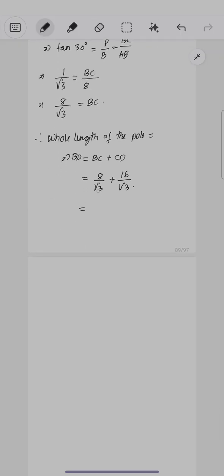CPD, the LCM at the bottom. Root 3 heading 8 plus 16. 8 plus 16 is how many? 8 plus 16 is 24. 24 by root 3, rationalize by multiplying root 3 by root 3: 24 root 3 over 3, and 3 eights are 24. Therefore the answer BD will be how many?